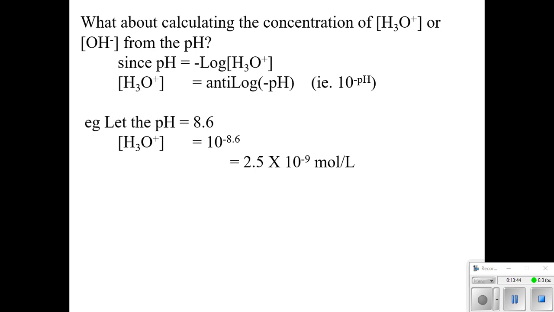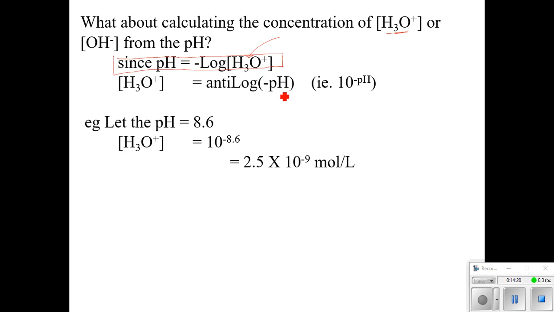So what about calculating the concentration now of the hydronium ions? If we're given the pH, we can calculate the hydronium ion concentration, or if we're given the concentration, we can calculate the pH. In this case, calculating the pH is the negative log, as we saw, of the hydronium ion concentration. If we want to calculate hydronium ion concentration, we need to rearrange this equation.